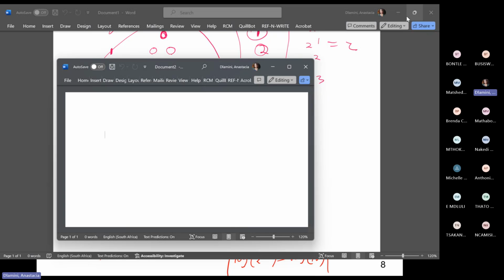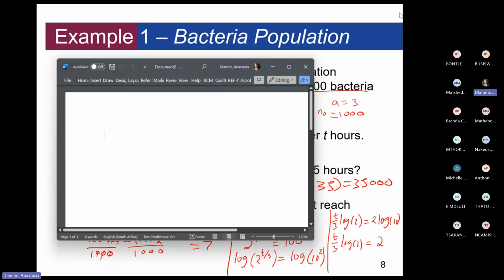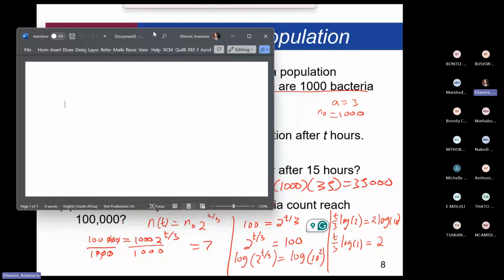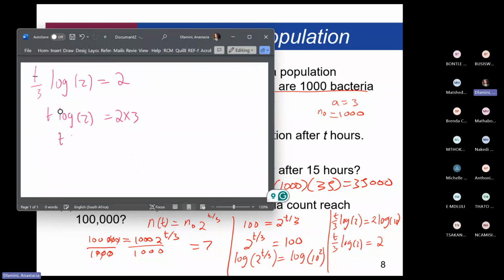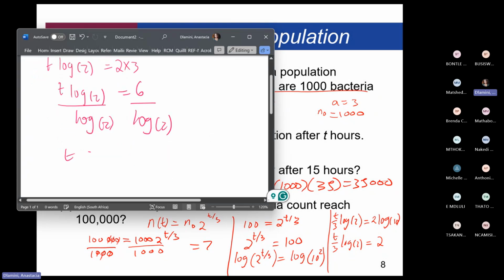So what did I say? Just need to go back to what I said. Okay, let me pull it here. So I said t over 3 log of 2 is equal to 2. Then t is equal to 2 times 3, so t log of 2 is equal to 6. Then t is equal to 6 over log of 2. And that's the value of t.